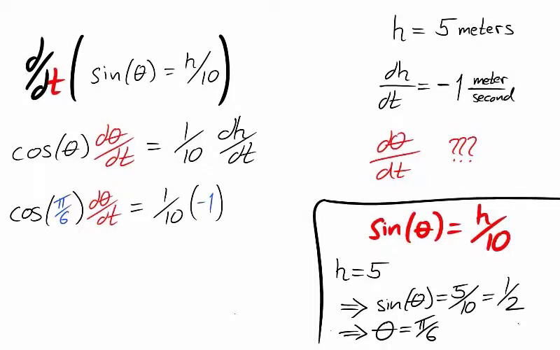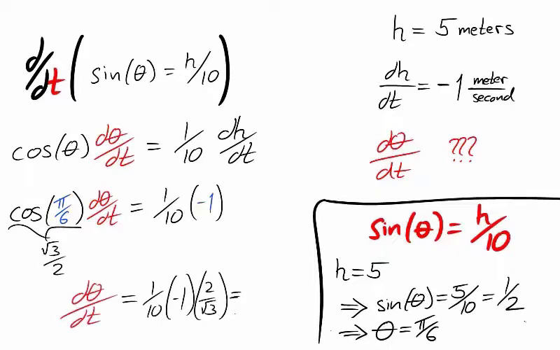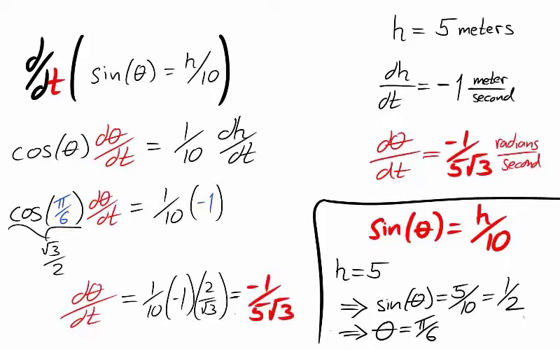Substituting into our related rate, h, dh/dt, and theta, recall from the unit circle that cosine of pi/6 is square root of 3 over 2. And we calculate that d theta/dt is -1 over 5 times the square root of 3. And notice that this has units, it's radians per second.